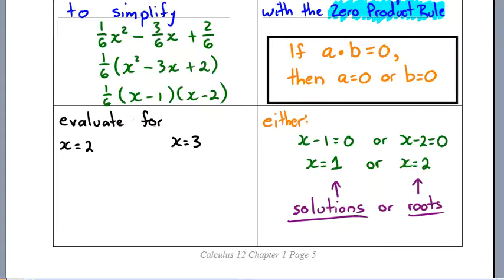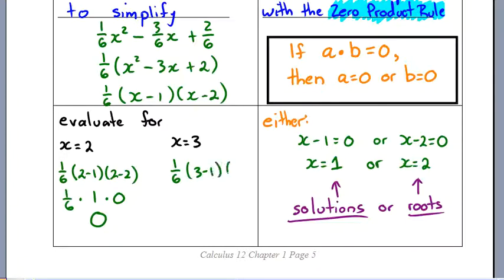I'm just going to rewrite this by substituting in 2 for x, and say, okay, that's 1/6 times 2 minus 1 times 2 minus 2. That would be 1/6 times a 1 times a 0. I actually get 0 when I evaluate for 2. Then when I try evaluating for x is equal to 3, I would have 1/6, 3 minus 1, and 3 minus 2. So I would have 1/6 times 2 times a 1. It looks like I get 1/3.